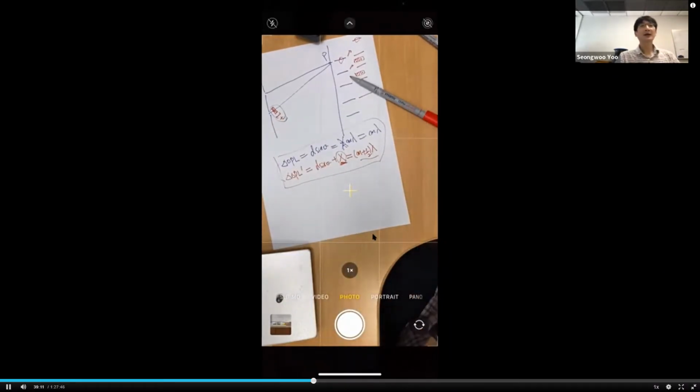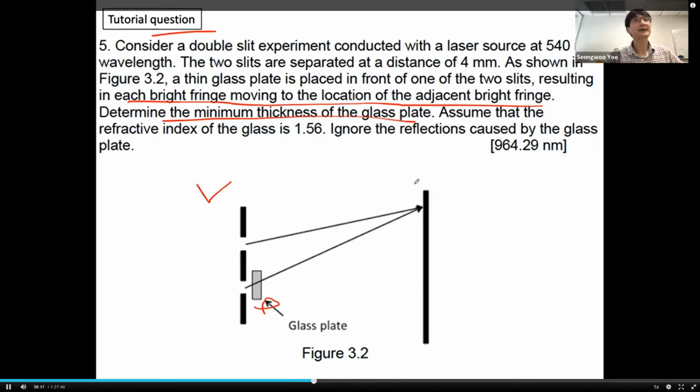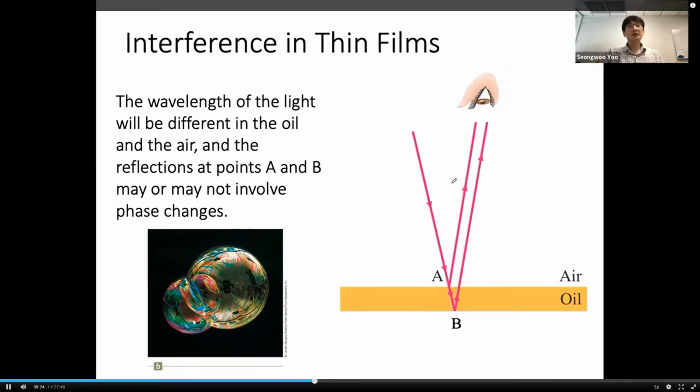All right. Now I will go back to this lecture note. So I hope now you know how to approach this question. Our next example of interference is the interference appearing in a film. Again, this is interference, so what you have to do is set the optical path length difference.